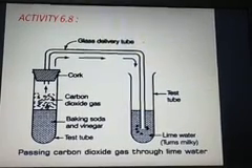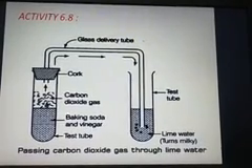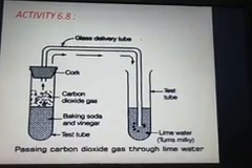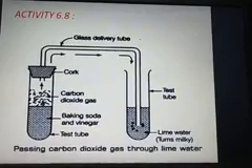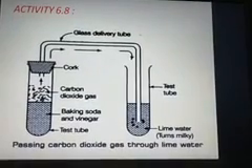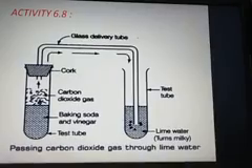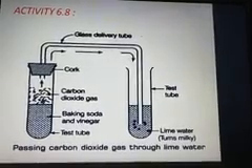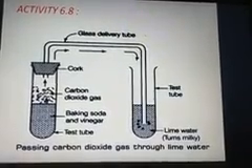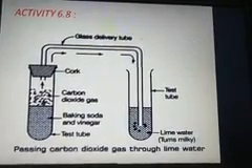Okay, coming to the next activity, that is activity 6.8. Here you can see in a test tube we have taken baking soda and vinegar. Then when it reacts, it produces a hissing sound and some bubbles. Those bubbles are of CO2 gas, that is carbon dioxide gas. When it is passed through a glass delivery tube to the lime water, the lime water will turn milky. It shows the presence of CO2.